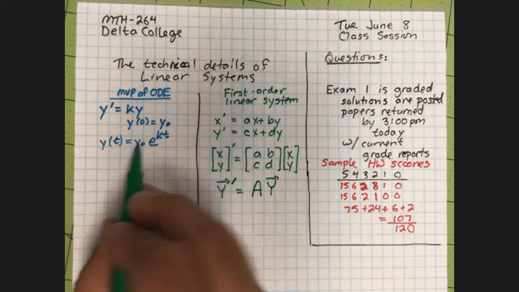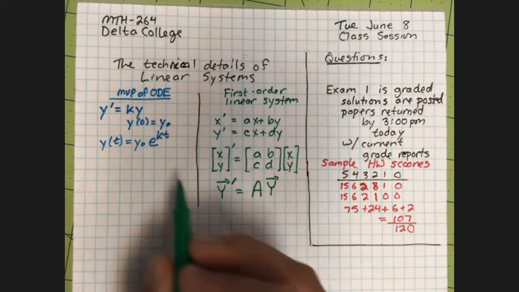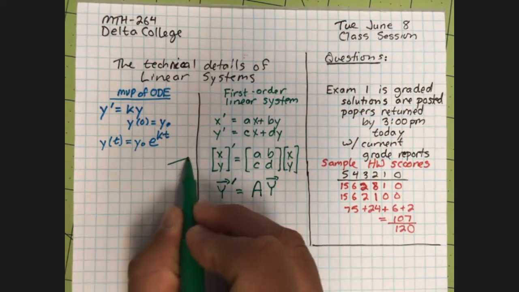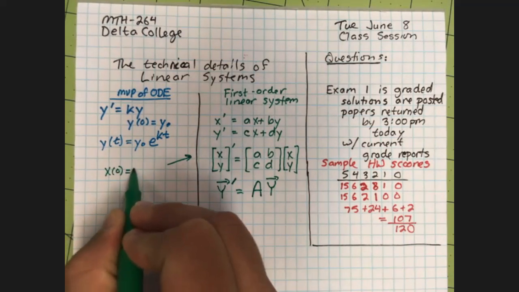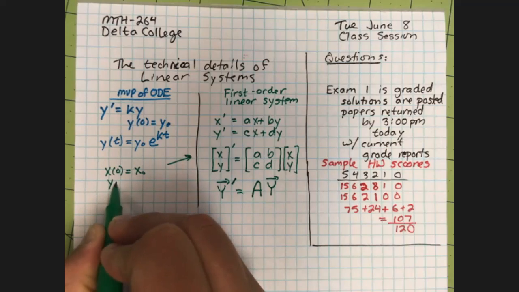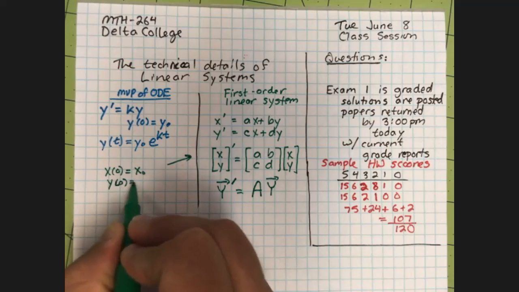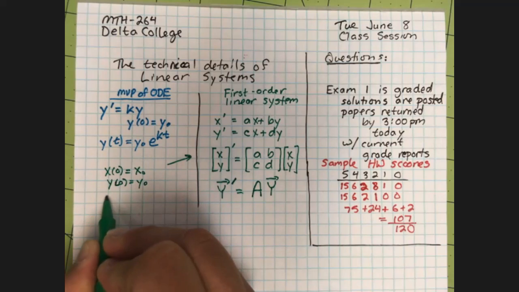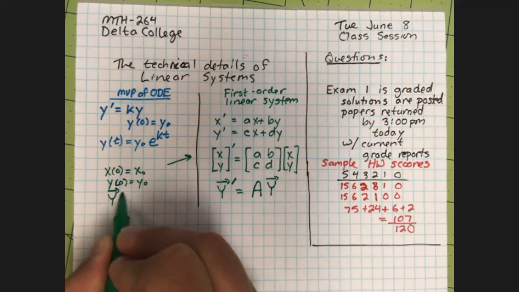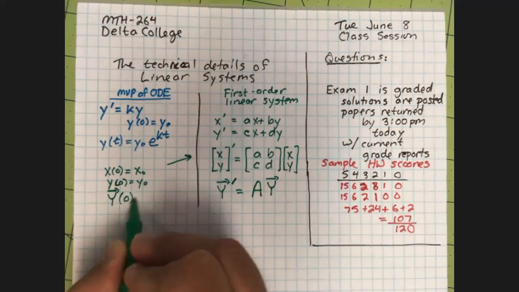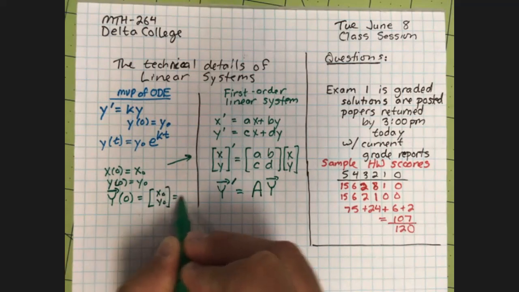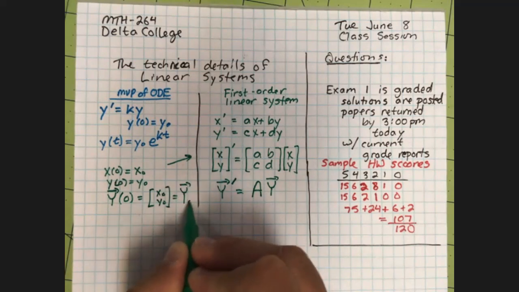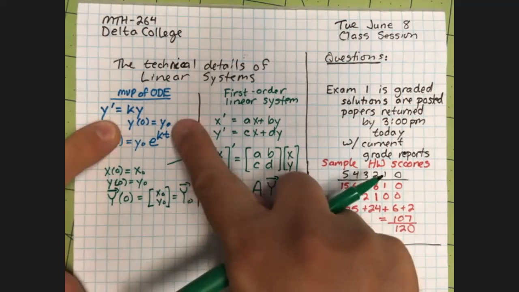Now, I haven't given you the initial conditions over here, right? So let's say that I also assign initial conditions to this. x of zero equals x naught. y of zero equals y naught. Or I could just say, to show you the different notations, vector y at zero is x naught, y naught. But I can even shorten that to be vector y naught. So again, looking very much like this expression.